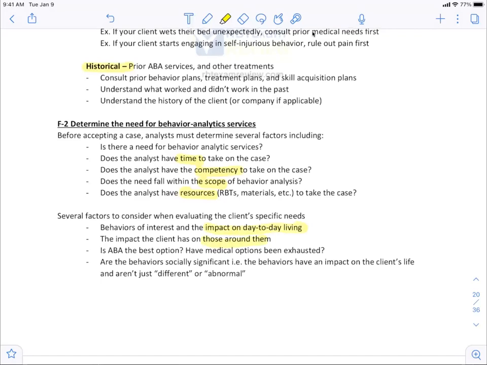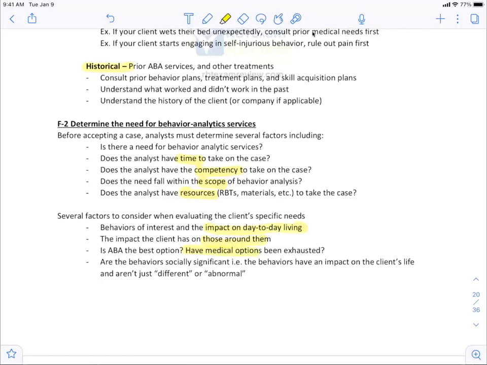Is ABA the best option? We just talked about reviewing historical data and medicinal data, health data. Have all those options been exhausted? If we're having severe tantrum behavior, have we ruled out internal pain, internal needs? Okay, very important, right? I've had a client before who wet the bed. Okay, that's actually quite common. Can we rule out bedwetting as a medical need before we jump straight into behavior analyst work?